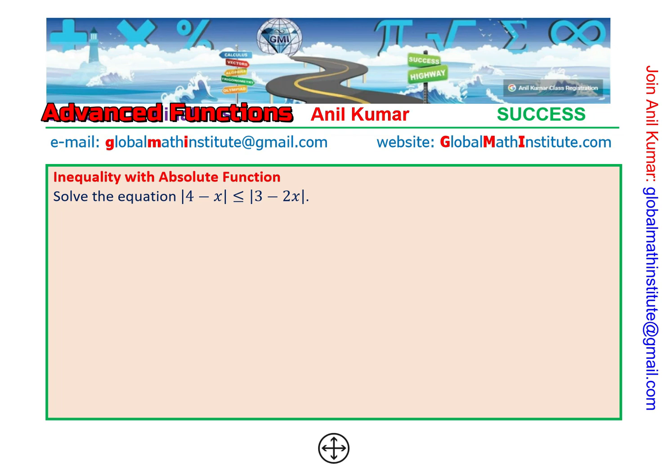Here is question number 7, which is based on inequalities, and we're taking absolute value functions. So we got two absolute value functions, and that makes it slightly difficult. The question here is solve the equation, I should say inequality, where the absolute value of 4 minus x is less than or equal to the absolute value of 3 minus 2x. Perfect.